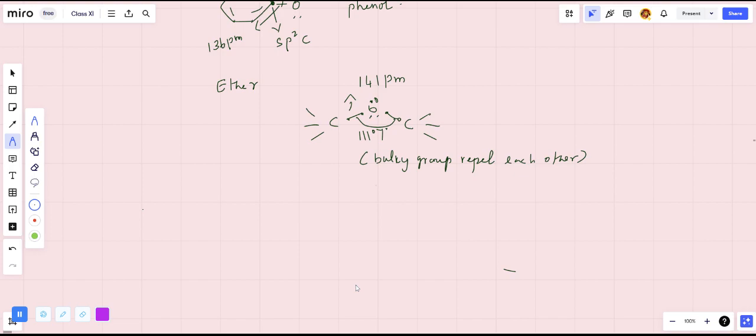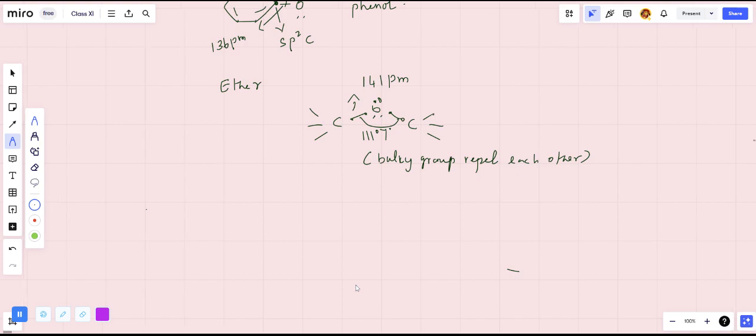So we'll now see about preparation, one by one. First we are going to see about the preparation of alcohols. If you are taking the preparation of alcohols, there are three methods. First one is from alkene.